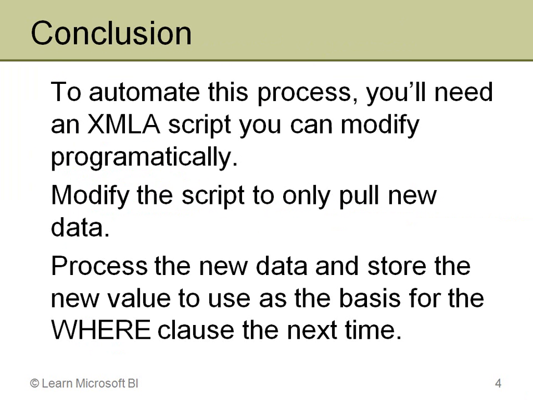So in conclusion, to automate the process, you're going to need an XMLA script you can modify programmatically, whether again that's an IS package or a custom application you write, or you know, just someplace stored text file that you're going to use ASCMD with. You're going to have to take this script and then somehow modify it to pull only the new data. So somewhere you have stored the criteria that you used previously, you use that as the starting point now, and when you're done with it, you store whatever the current criteria is as the starting point for next time. Then you'll pull that out, you'll modify the where clause, and you should get only the new data coming in.